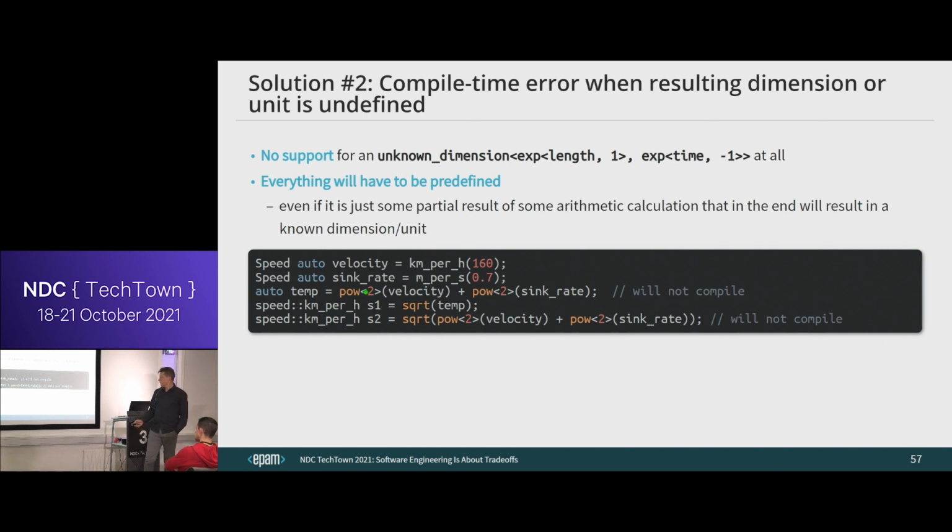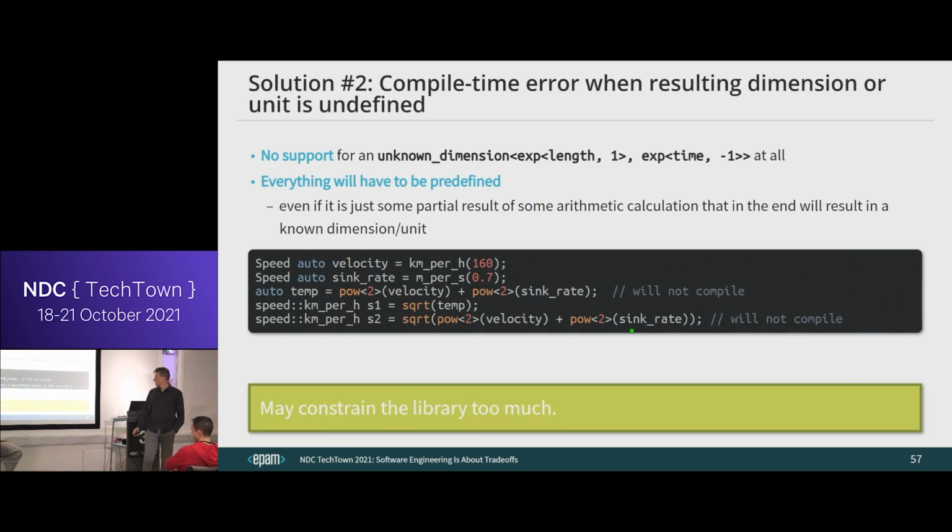And if that doesn't seem bad, this is even worse, because this is the same equation. The same result has to be provided here, and it will not be allowed, because it will result in a type that is not known. So we will be forced to provide some strange, unrealistic quantities just to make some temporaries work correctly. So I think that may constrain the library too much.